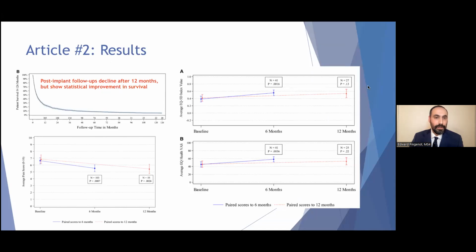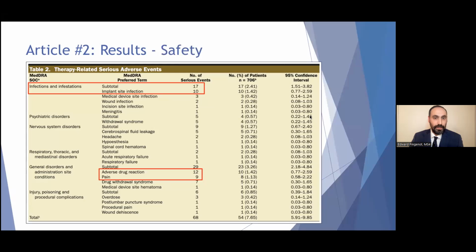Post-implant follow-ups declined around 12 months, but show statistical improvement in survival using IDDS. Although patients reported an increase in quality of life, from a statistical standpoint, the change in quality of life was not statistically significant. And patients demonstrated statistically significant improvement in average pain from the baseline. As far as safety goes, we won't go too deep again, but we want to look at some of these numbers that are a bit higher, involving infection with the use of the system, adverse drug reactions, and pain.